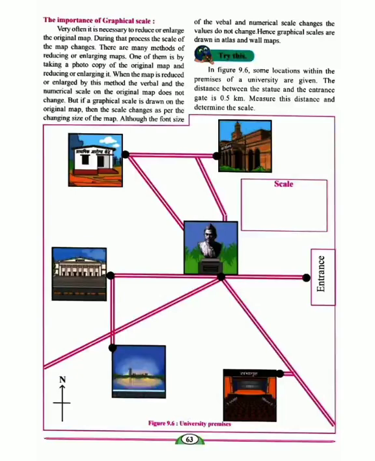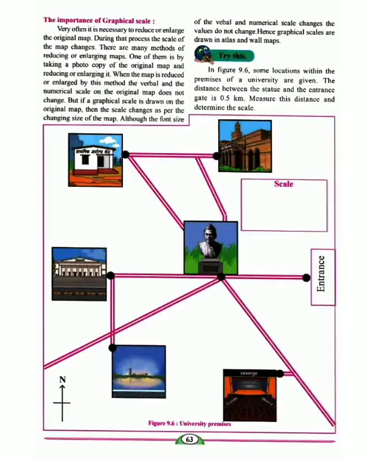Although the font size of the verbal and numerical scale changes, as I said, the value does not change, and hence graphical scales are drawn in atlas and wall maps. And where do we use or draw graphical scales for this? In an atlas or else wall maps. Those who make wall maps also draw the same. Why? Because the measurements over there do not change.